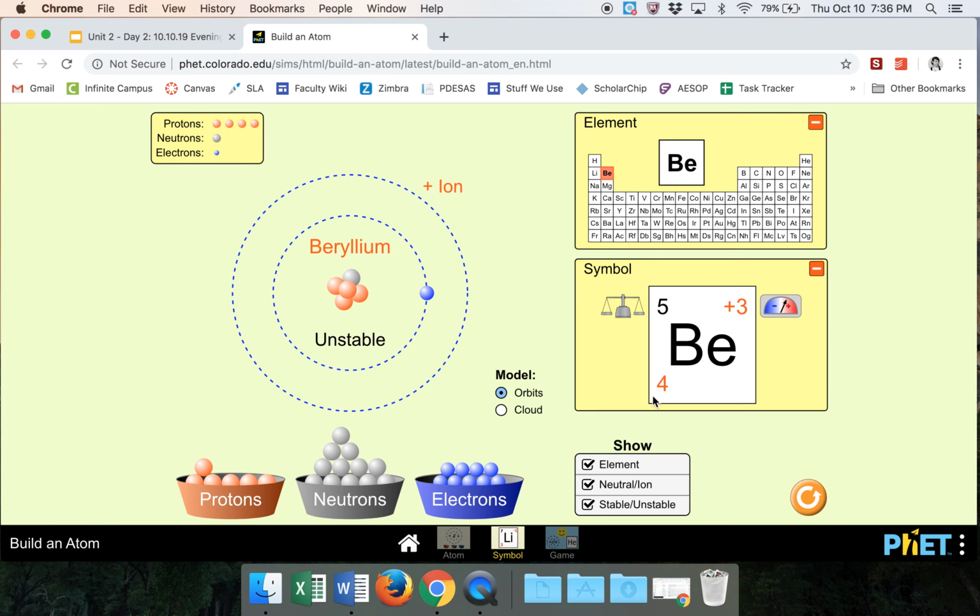It's also changing this here, whatever this number is, and it's changing the mass here. So as I add more protons, right, we're going along the table here as well. We're getting a different element. Okay.